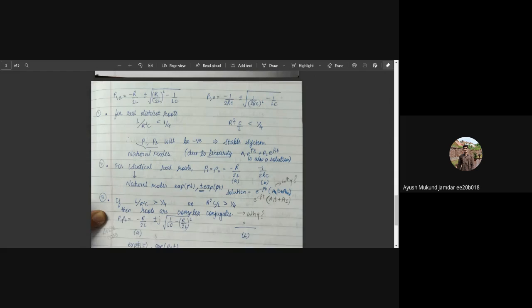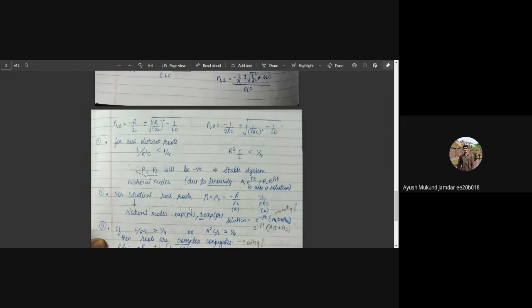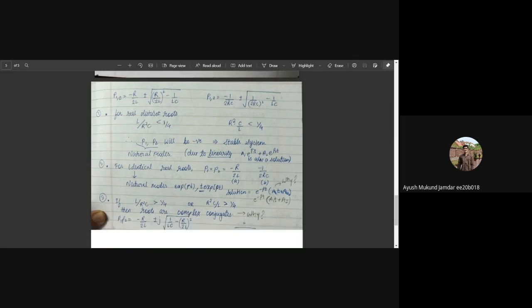The next case is the identical real roots where P1, P2 are equal, but this time the solution turns out to be slightly different, that is exponential pt plus t times exponential pt. This is because in this special case, the assumption that we started with, exponential solution, does not work. So we have to actually solve the entire differential equation for this particular case using these values. On solving, we should get a solution of the form exponential minus pt times A1 t plus A2. Thus only one exponential term.